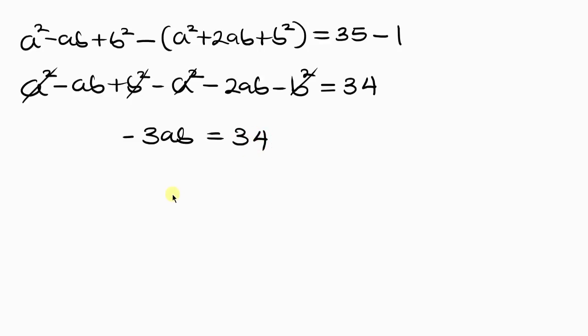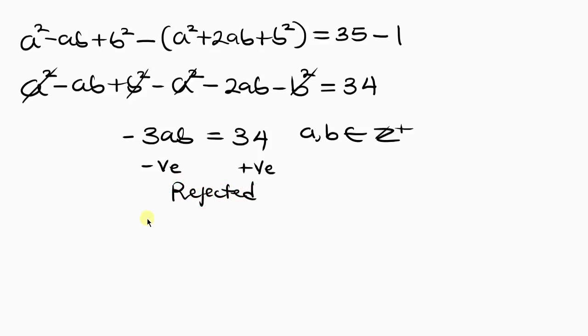Now notice this expression we have. The left-hand side is negative, while the right-hand side is positive. An expression like this, where we know that a and b are positive integers, both sides must have the same signs. But since these have different signs, that means we're going to be rejecting this. Very good. Now we're going to be focusing on our case 2.